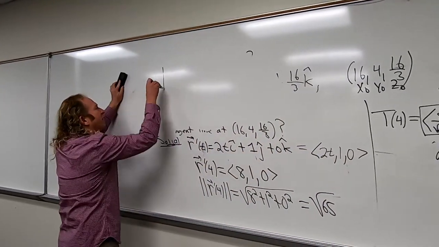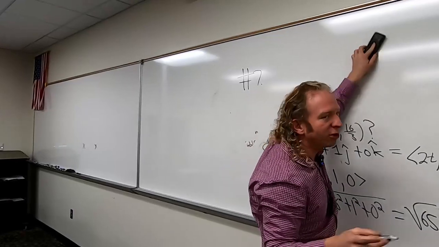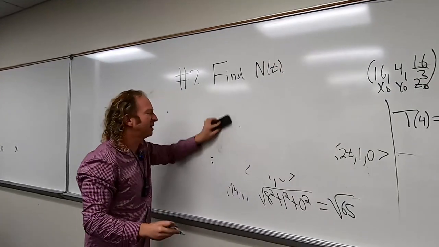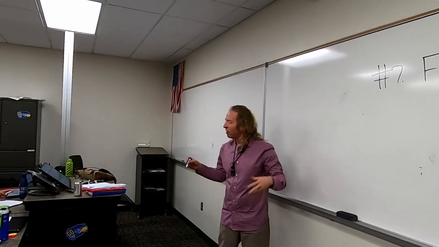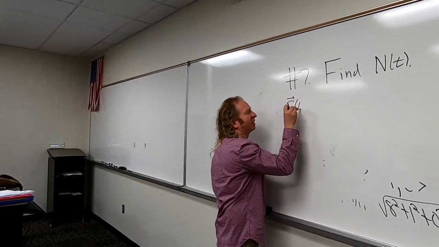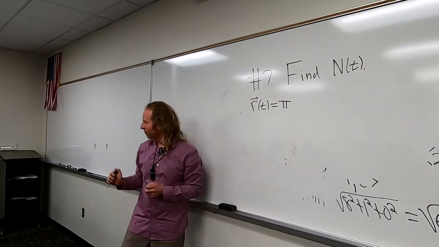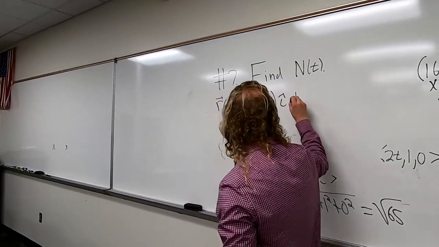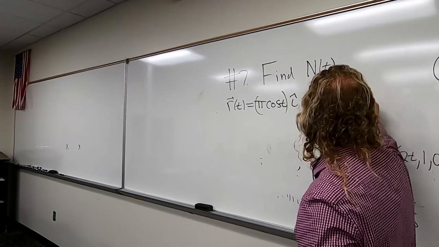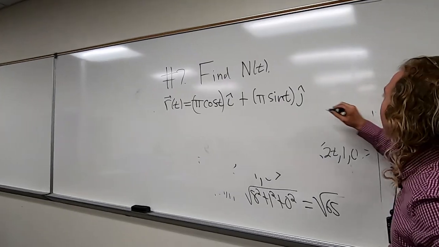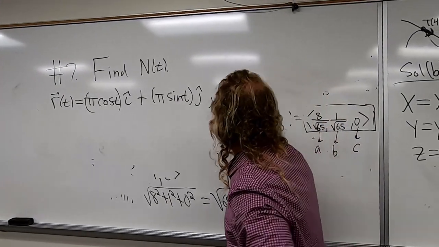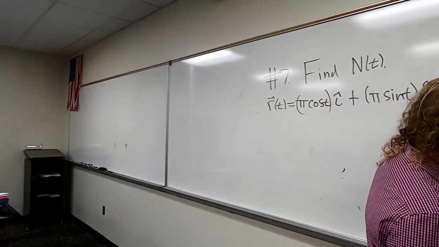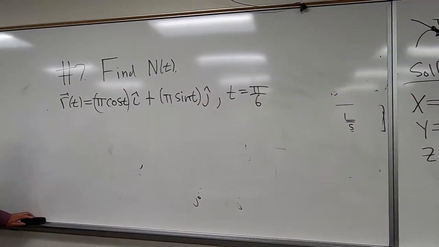So for 7, we're going to find the principal unit normal vector, N of t. And they give us a trig one, which is nice. Trig ones are the best because they work out really nicely. So we have pi, cosine t, and t is pi over 6. These are a little bit harder because we can't just plug in the number right away. We're going to have to take a derivative. This one, though, is the easiest one in the homework because it has sine and cosine. So it should be pretty good.